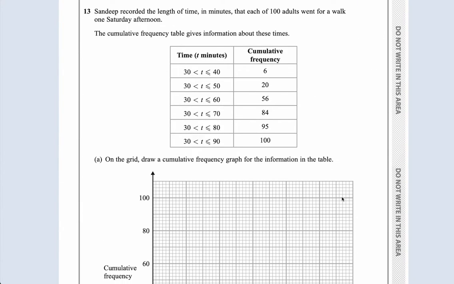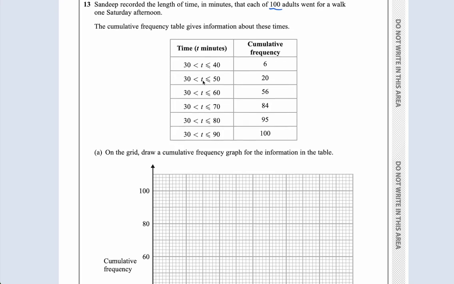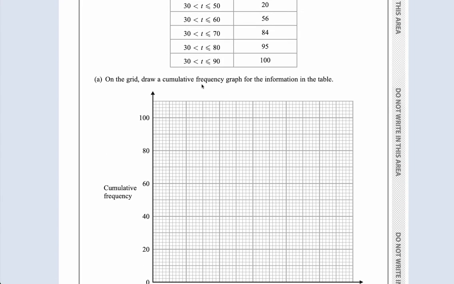Question 13. Okay, so Sandeep has recorded the length of time it takes for 100 adults to walk one Saturday afternoon. This is a cumulative frequency table. On the grid, draw the cumulative frequency graph. This, guys, is a nice question.